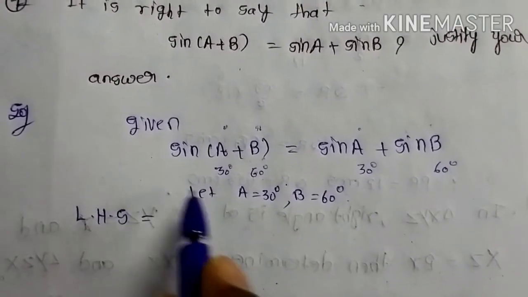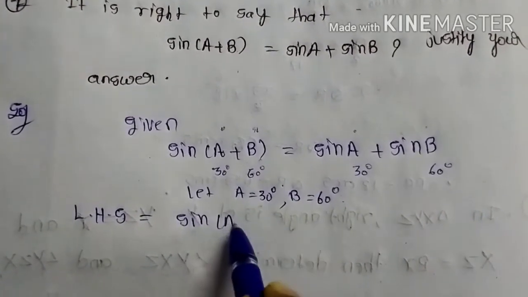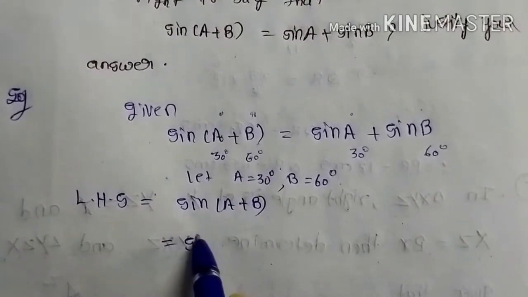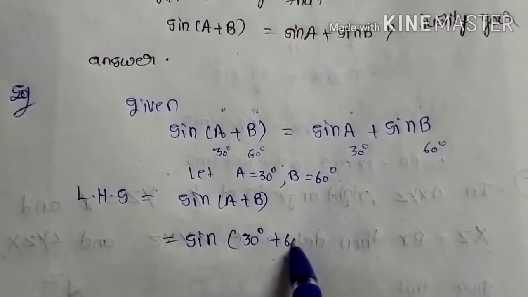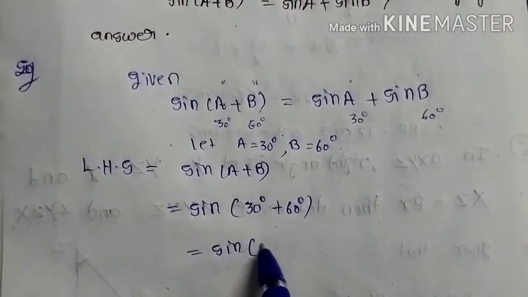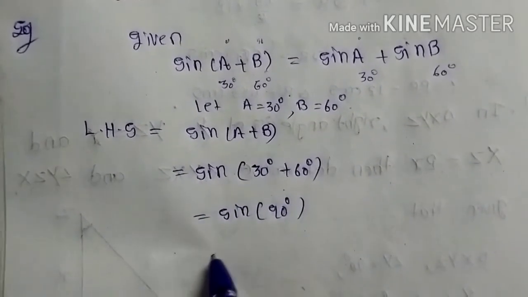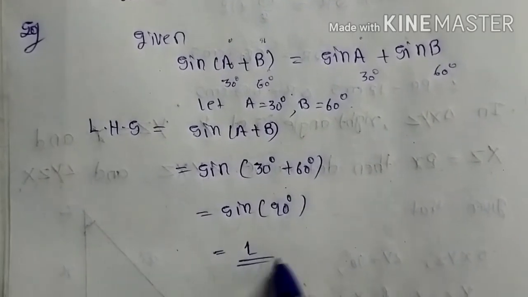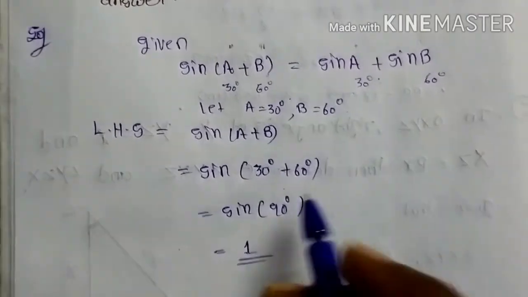LHS is equal to sin of A plus B. That means sin of 30 degrees plus 60 degrees. That means sin of 90 degrees. 30 plus 60 is how much? 90. Sin 90 value is equal to how much? You know sin 90 is equal to 1. Yes or no? It is equal to 1. Okay. Next you can find here RHS.